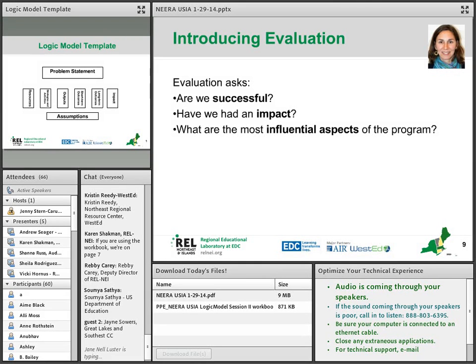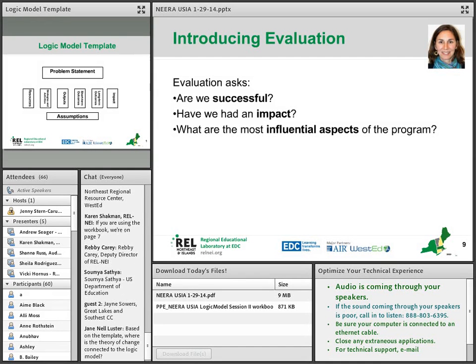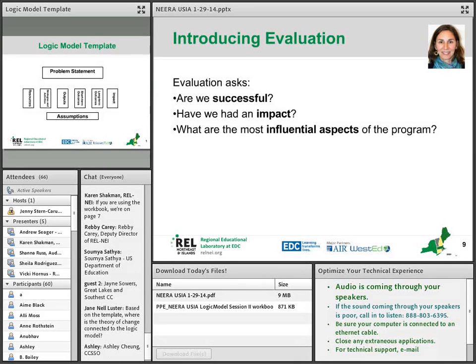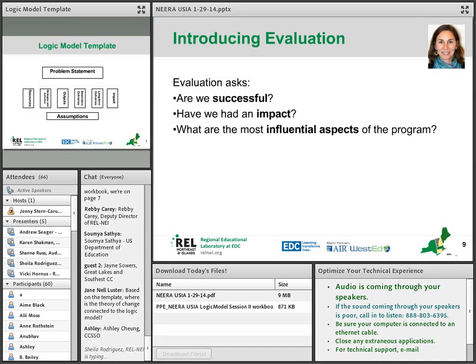Some have elements that others don't, but this is just kind of a basic one to use as a resource as we walk through. So moving on to evaluation. At a basic level, evaluation answers the questions: are we successful? Have we had an impact? And what exactly is making the difference? So what are the most influential aspects of our program?